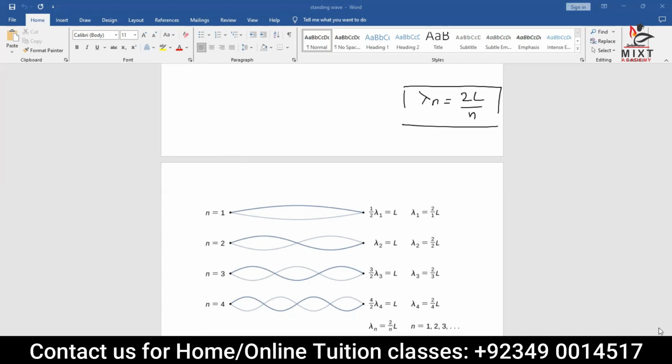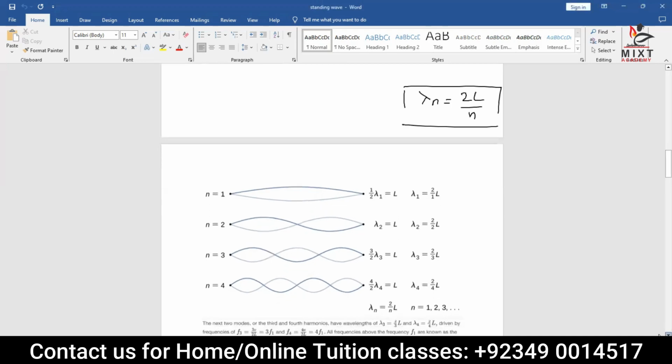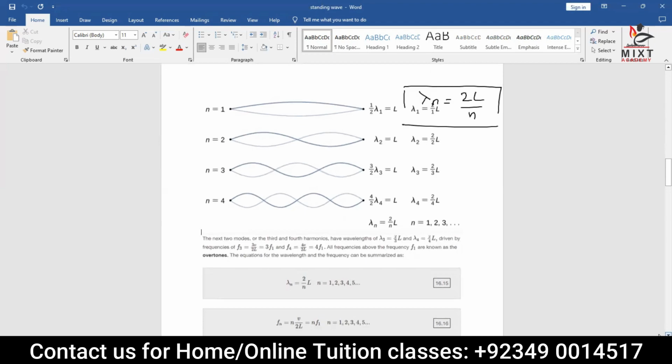So first of all, we found out the generalized form. Now what is our target? Our target is to find out the frequency. And what is frequency equal to? F is equal to, now what is F equal to? V is equal to F into lambda. We have seen this formula a few minutes ago. Now frequency is equal to V upon lambda.